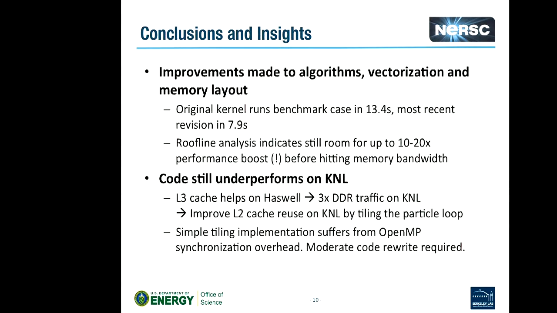So that's all I wanted to say. Just to summarize, I've made improvements to algorithms, I've enabled some vectorization in the code and the memory layout, and we've got the speedup, about 1.7 on KNL compared to Haswell, but there's still much room to go. And the main thing that I think is holding the code back on KNL is the DDR traffic. There's a lot of L2 misses that we need to get rid of, and I think the tiling and blocking of the particle loop is going to help with that.